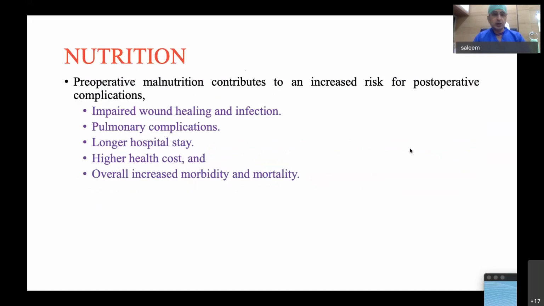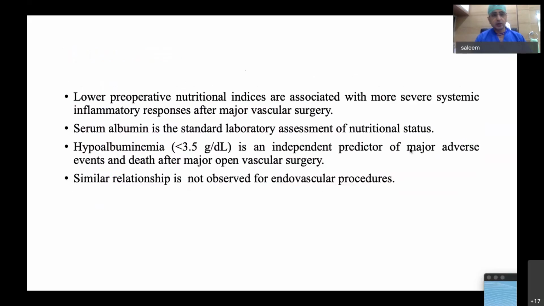Coming to the nutrition, preoperative malnutrition contributes to an increased risk of post-operative complications like impaired wound healing and infection, pulmonary complications, longer hospital stay, higher health costs, and overall increased morbidity and mortality. Lower preoperative nutritional indices are associated with more severe systemic inflammatory response syndrome after major vascular surgery.